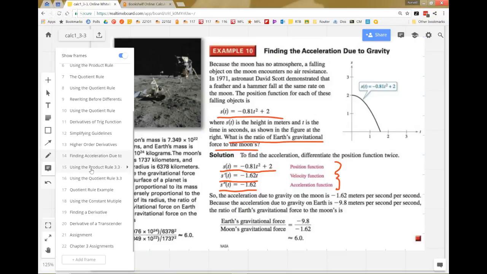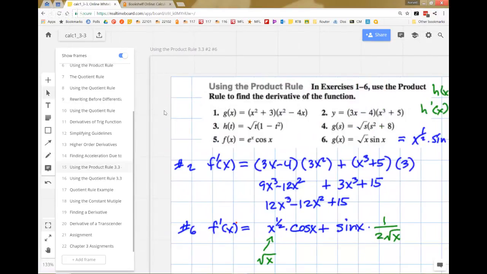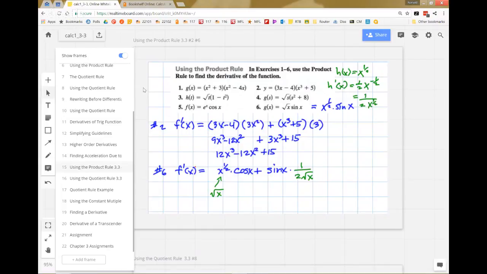All right, let's try some problems here, using the product rule. I did number 2 and number 6. So let's take a look at number 2. We have 3x minus 4 times x cubed plus 5. By the way, on this one, we could cheat. We could actually multiply that out and then take the derivative. It looks like I cheated here. No, I didn't. I'll show you what I mean by this.